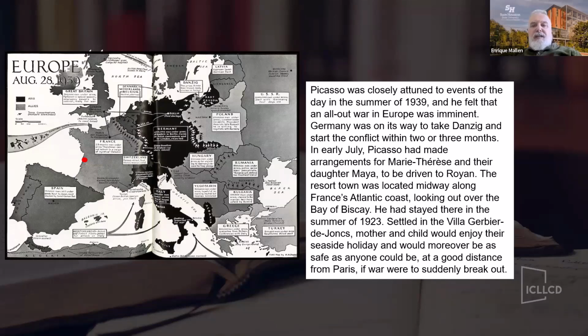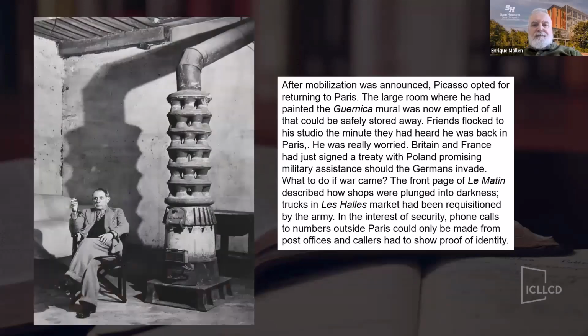The resort town was located midway along France's Atlantic coast, looking out over the Bay of Biscay. He had stayed there in the summer of 1923, so he knew the place. Settled in the Villa Gerbier de Jean, mother and child would enjoy their seaside holiday and would moreover be as safe as anyone could be at a good distance from Paris if war were to suddenly break out.